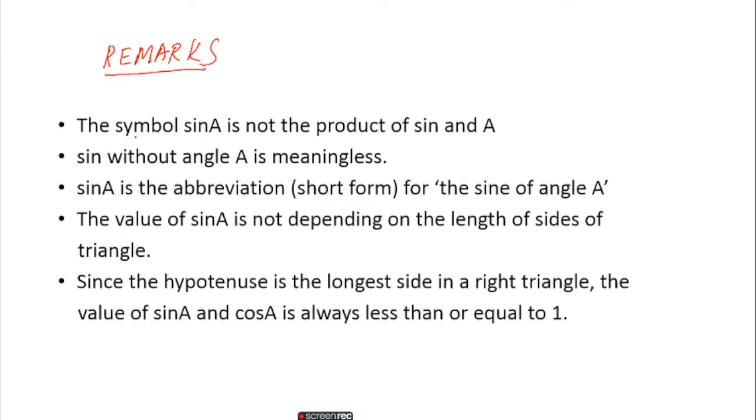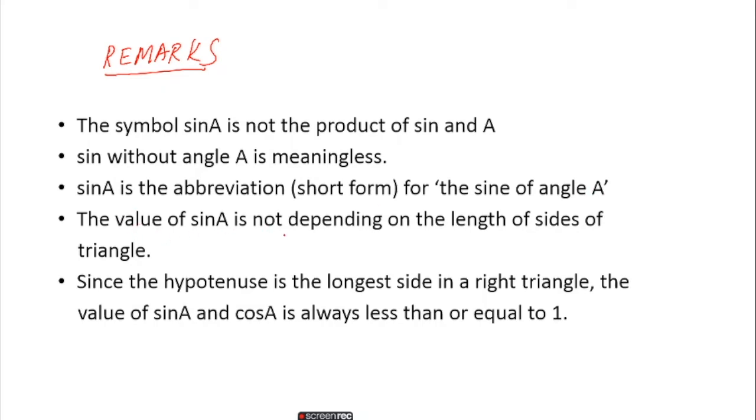Some notes. The symbol sin A is not the product of sin and A. It is not like algebra, okay? It is not sin into A. Usually in algebra, if you write without any symbol like plus or minus, its meaning is multiplication. Here it is not multiplication of sin and A. Sin without angle A is meaningless. If you simply write sin, it has no meaning. So whenever you write sin, an angle should be written. So sin A is the abbreviation or short form for the sine of angle A.